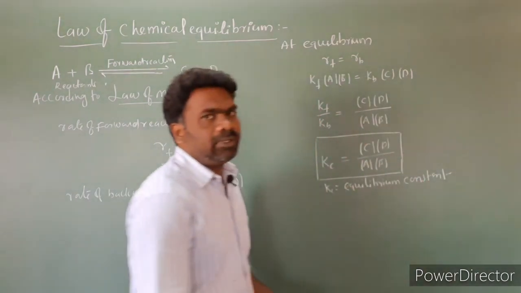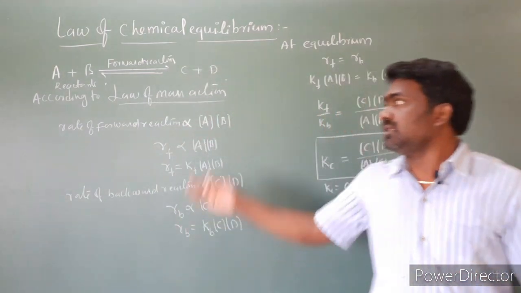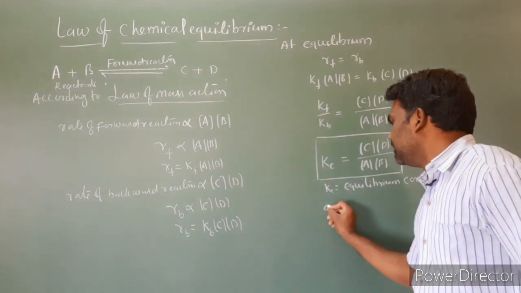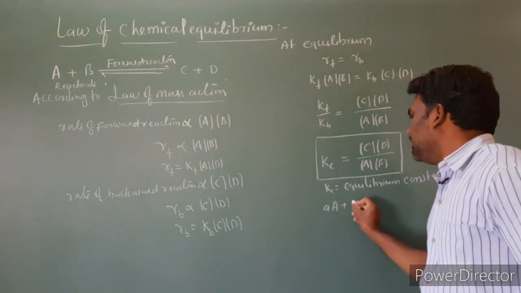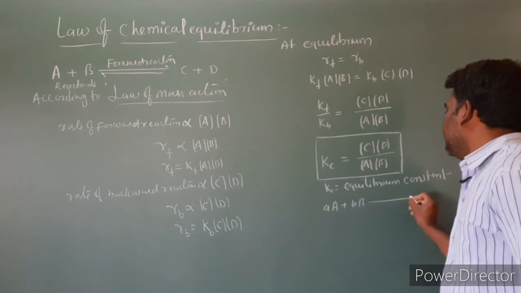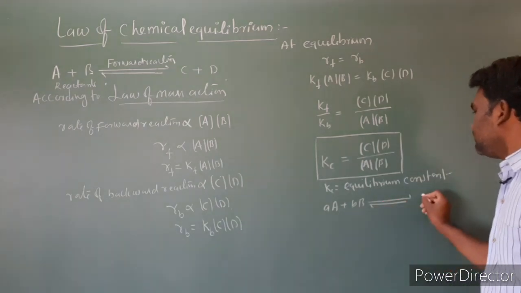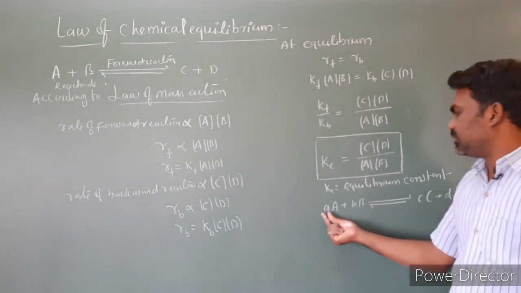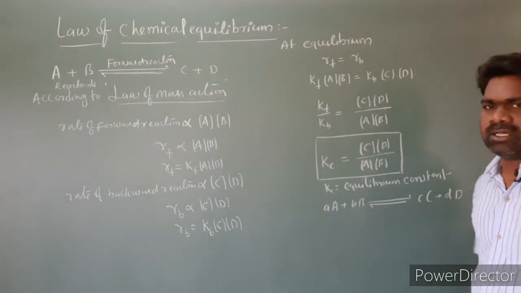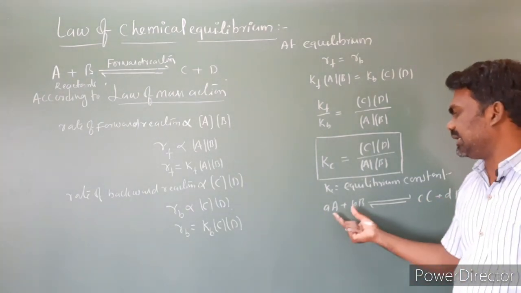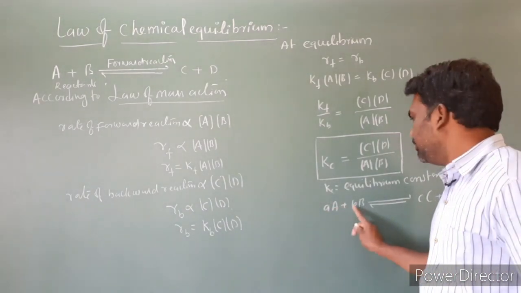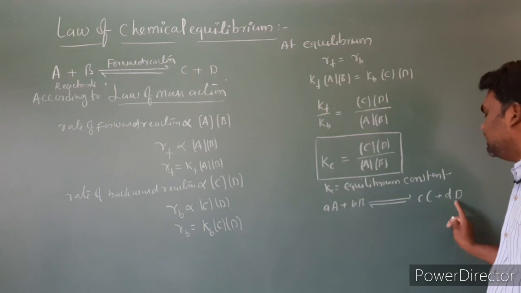Kc is the equilibrium constant. I am taking a general reversible reaction with their respective stoichiometric coefficients: a moles of A plus b moles of B gives rise to c moles of C plus d moles of D. Here small a, b, c and d are the stoichiometric coefficients of reactants and products respectively. So a moles of A react with b moles of B to give c moles of C and d moles of D.